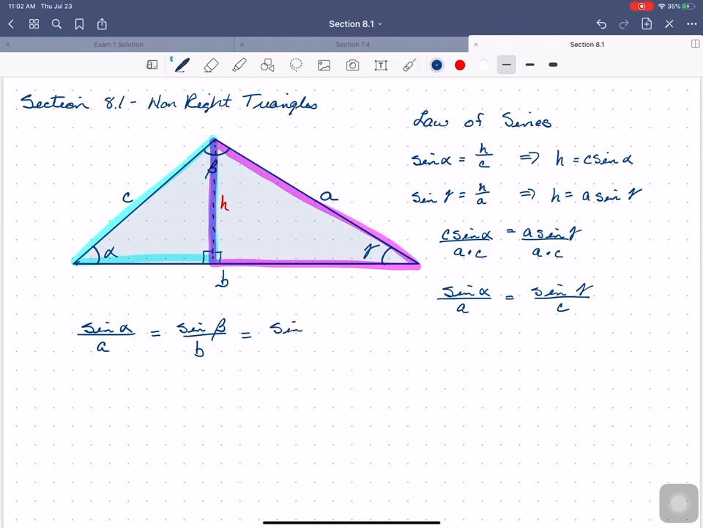in any triangle. This statement here is called the law of sines. And we are going to use this law of sines to solve problems, and we'll come back and do that in the next video.